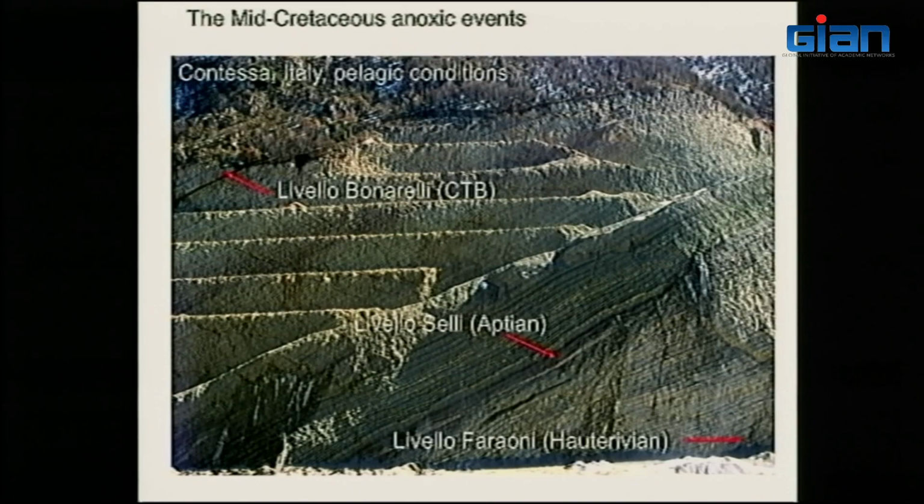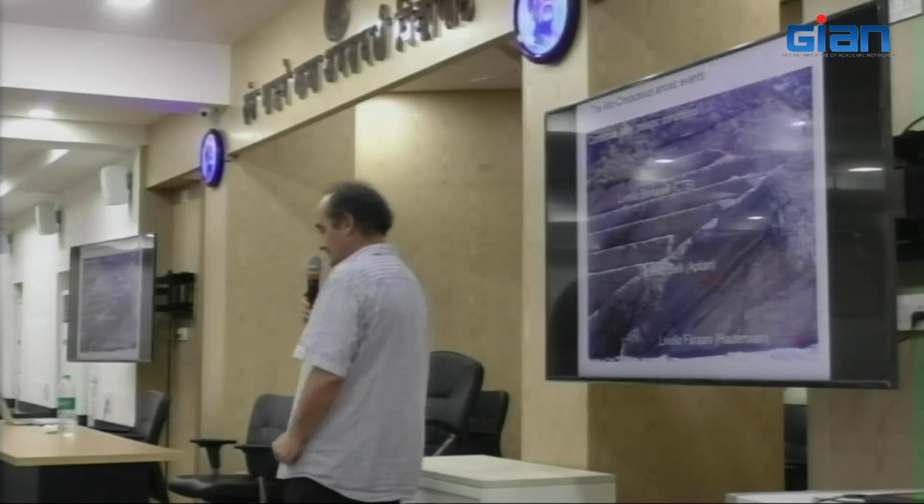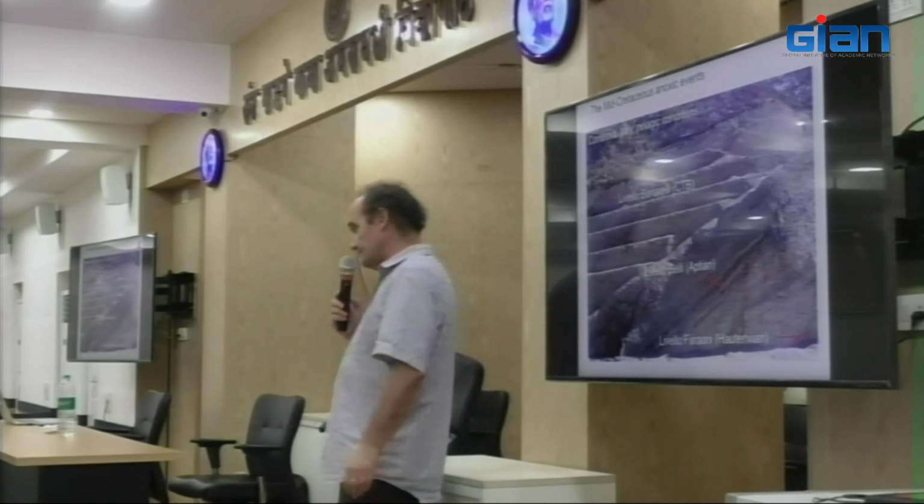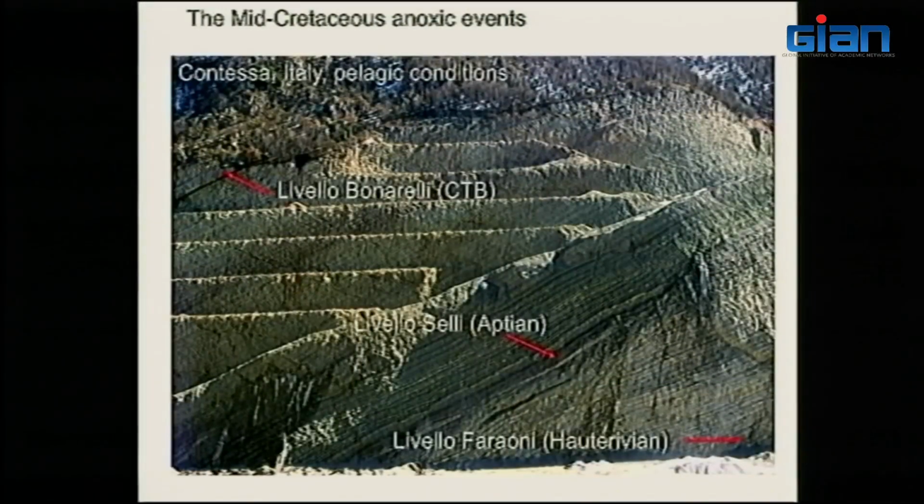These are local names, like you have a name for your formation in India, like the Arialur formation and things like that. Here, for these very special events, they gave names of some geologists, in fact. So Bonarelli, an Italian geologist, Selli and Faraoni and so on. Because that section is in Italy. It's a beautiful quarry, the Contessa quarry, where you can see a succession of these anoxic events, one after the other. Okay.